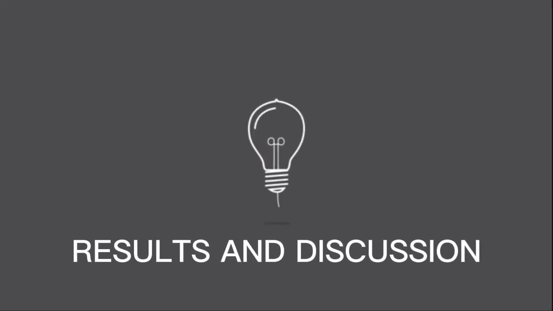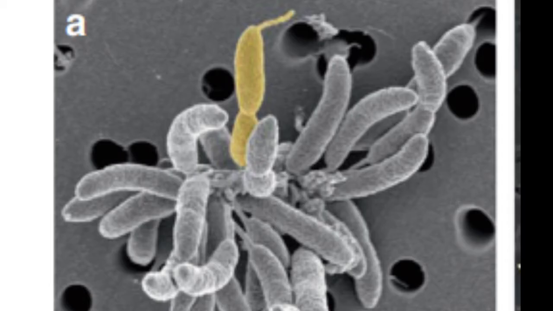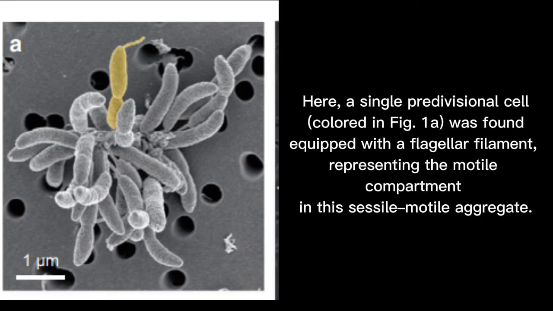Results and discussion. As shown in the typical rosette image, sessile member cells undergoing different growth stages appended to each other through their stalks near the center of the rosette. Here, a single predivisional cell was found equipped with a flagellar filament, representing the motile compartment in the sessile-motile aggregate.